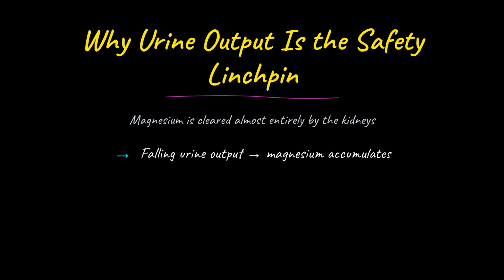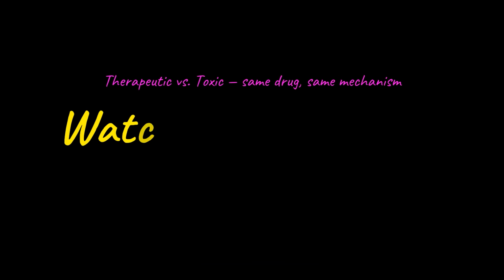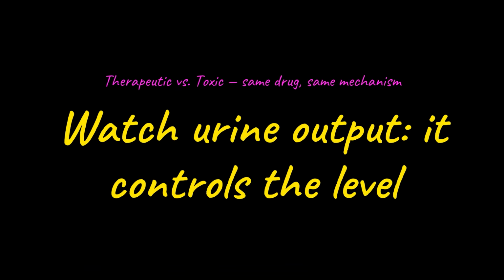Magnesium leaves the body almost entirely through the kidneys, so urine output is the safety margin. When output falls, clearance drops and the drug accumulates even at a steady infusion rate. A falling urine output is therefore an early warning that must be reported promptly before reflexes vanish and breathing is compromised. The therapeutic and toxic effects of magnesium lie on the same continuum. Monitoring reflexes, breathing rate, and urine output together tracks the patient's safety, and a drop in urine output is the earliest signal that the margin is closing.